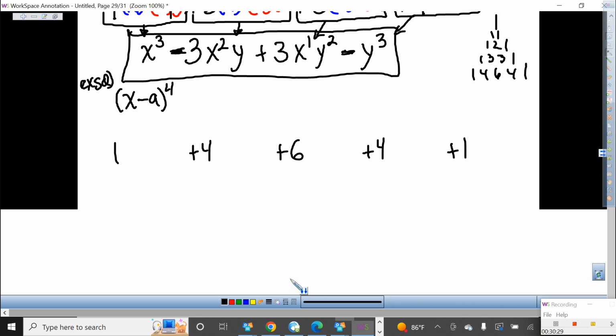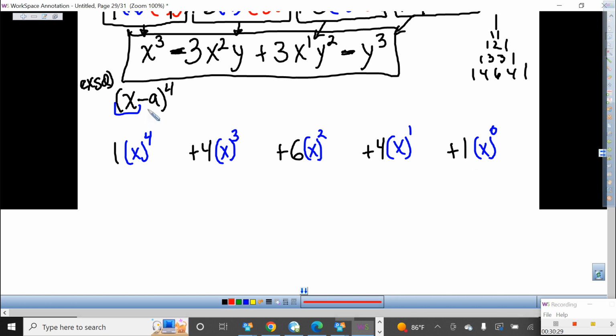Okay? Next, I start with my first term, x. And what do I write? X to the 4. For this term, x to the third, x to the second, x to the first, and x to the 0. So far so good? Next, negative a to the 0, yes. Negative a to the first, negative a to the second, negative a to the third, and negative a to the fourth.